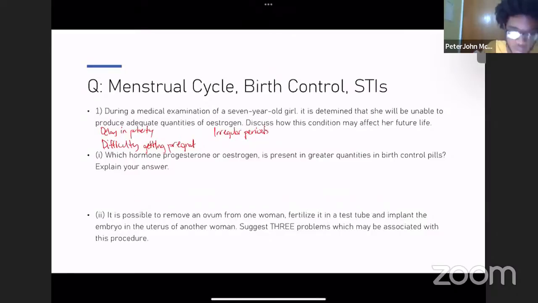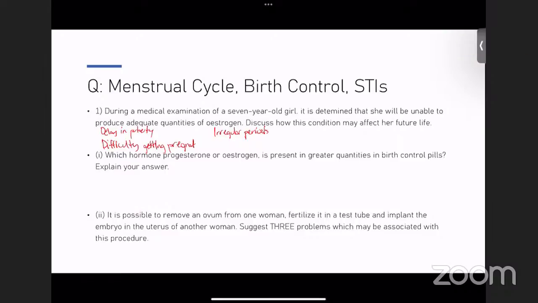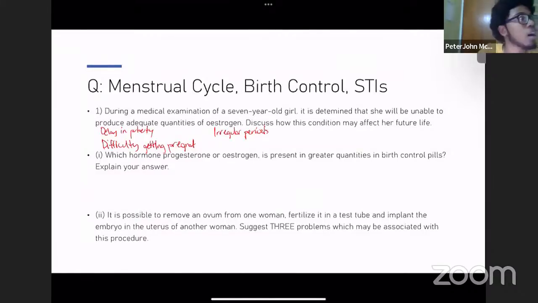Irregular periods. What else? Guys, what else is estrogen used for? No, I wouldn't put mood swing. Used to develop sex, right? Used to develop sex. Sure. So I wouldn't say that specifically. What I would say is development of secondary sexual characteristics. So give me some secondary sexual characteristics.